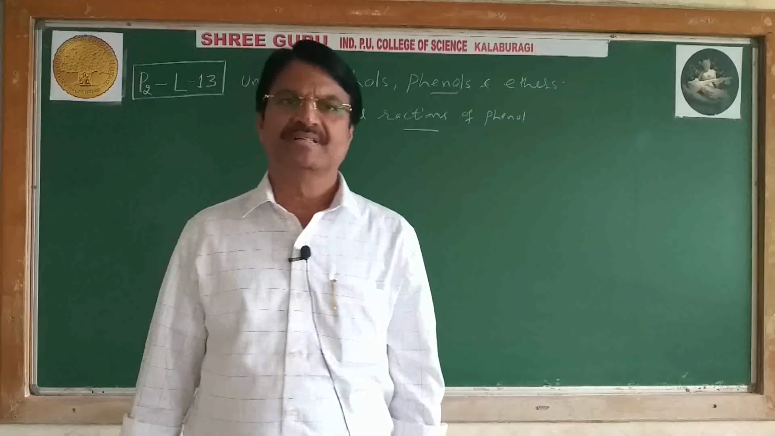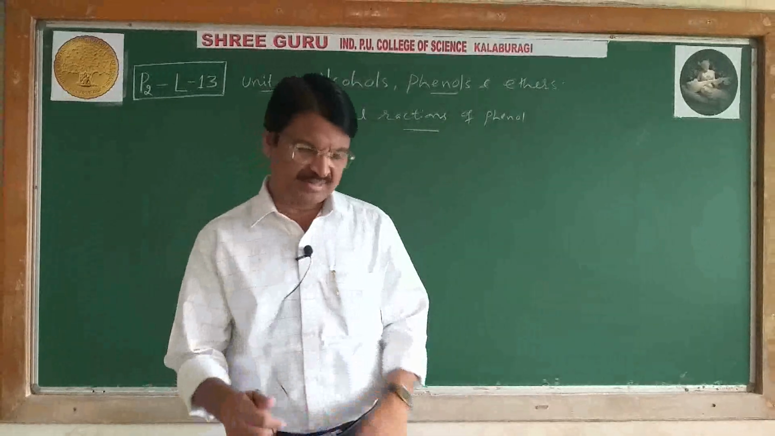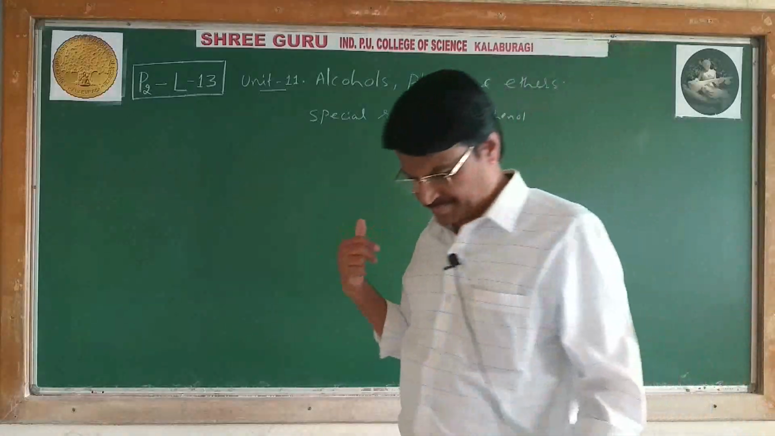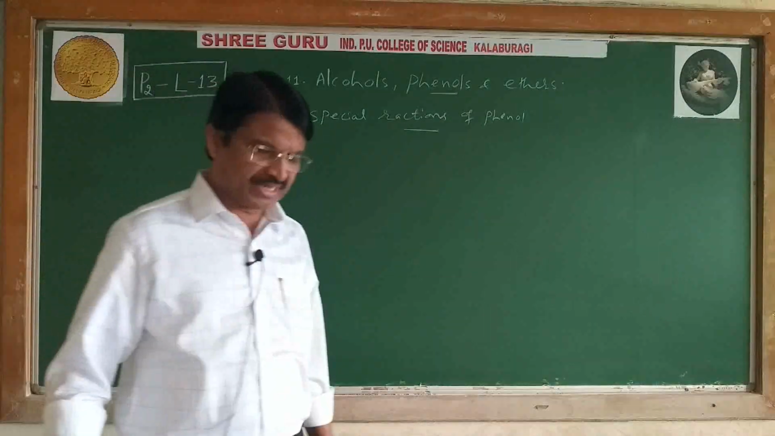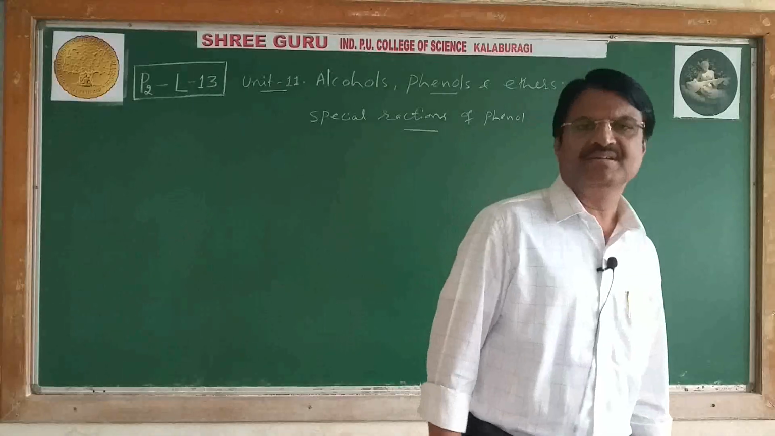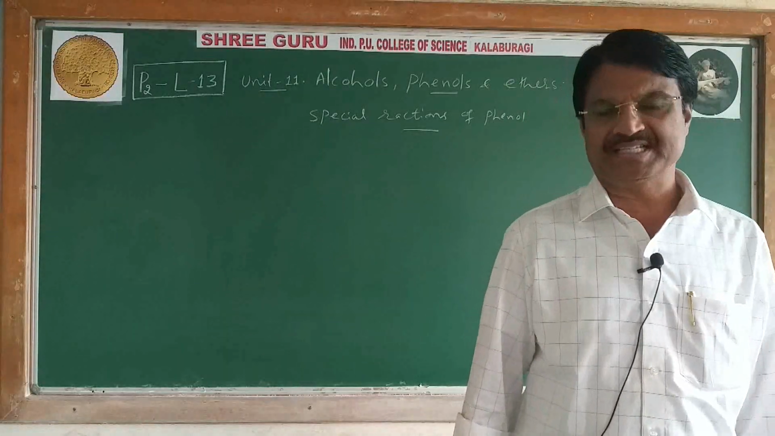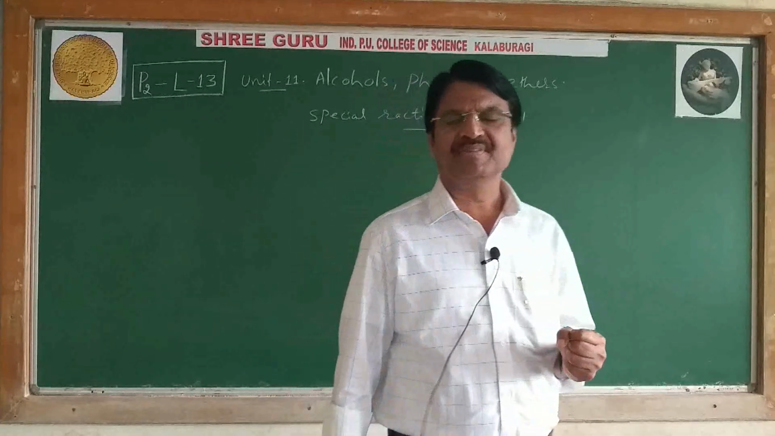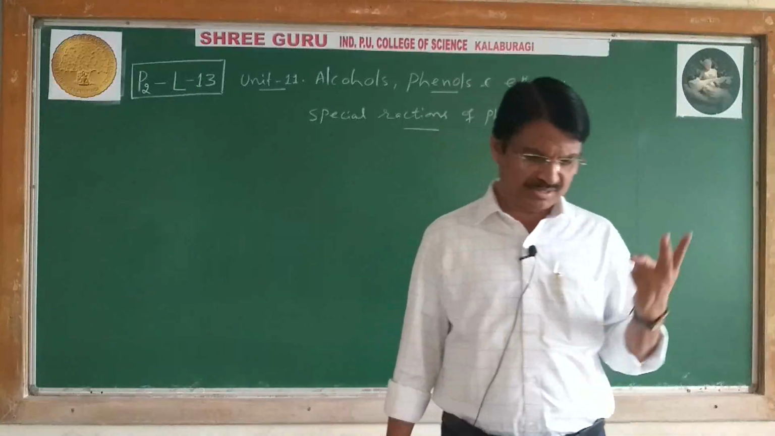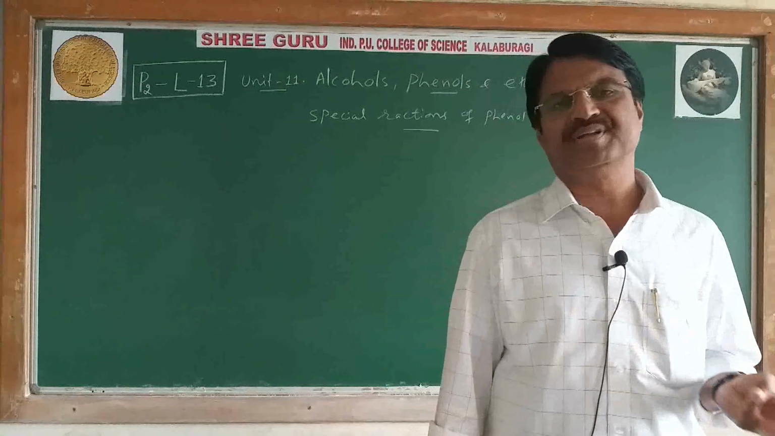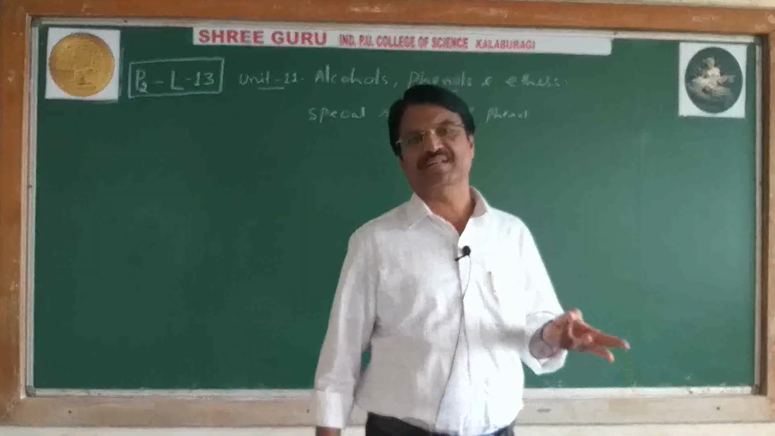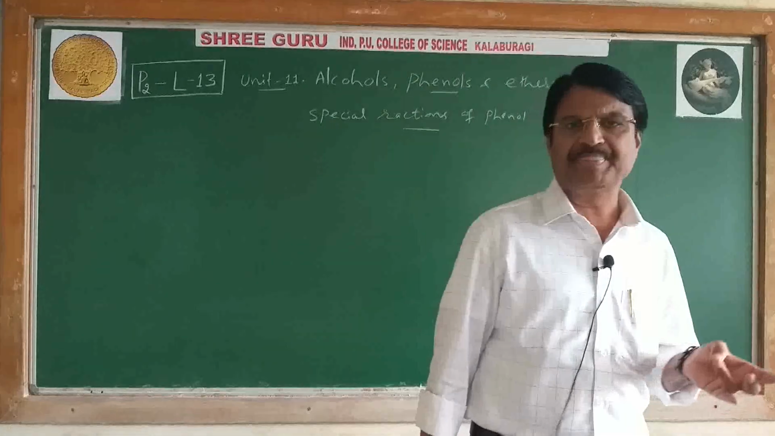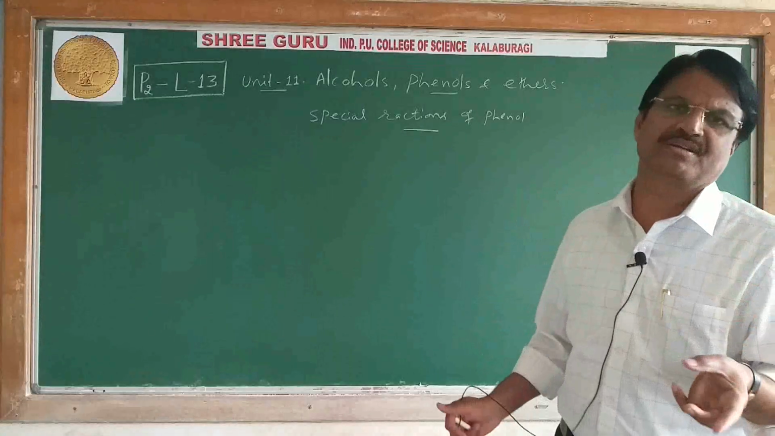Hello students. In the last class I explained the electrophilic substitution reactions of phenol. You studied nitration, sulfonation, halogenation and Friedel-Crafts reaction. In nitration, dilute HNO3 and phenol produce 2 compounds: orthonitrophenol and paranitrophenol. If it is concentrated HNO3 and H2SO4, there is a sulfonation followed by nitration.